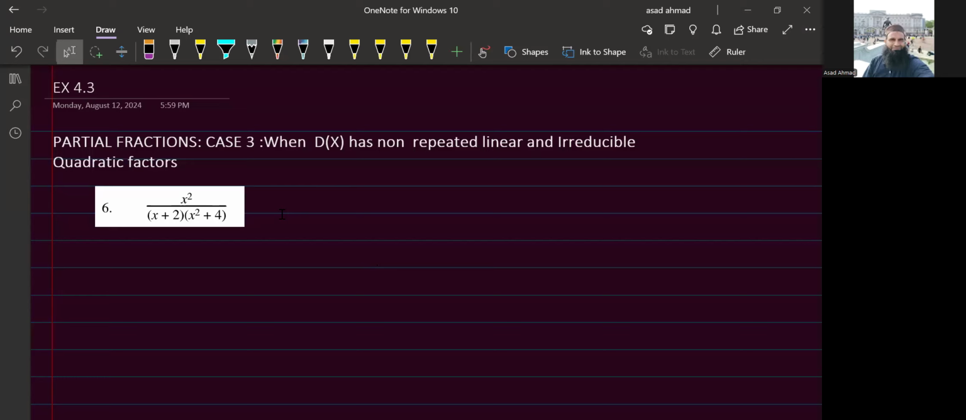We will start question number 6. It is of the same pattern as similar sort of questions. Just for the sake of practice, we are performing a different problem in which one factor is quadratic, which is not reducible to linear factors.